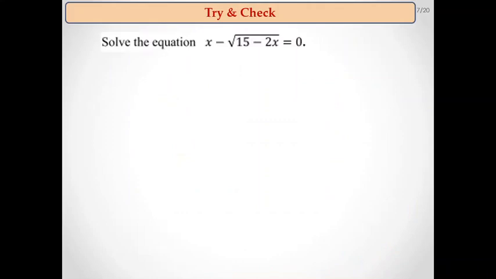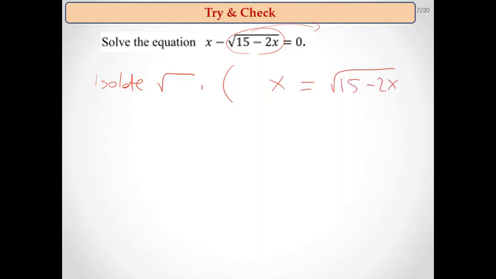Now let's look at this try and check example. Solve this equation. It says x minus square root of 15 minus 2x equal to 0. And the first thing is to isolate the radical. Isolate means take this one and send it to the other side. So it will be x equals the square root of 15 minus 2x. So we wrote the radical on one side and the other is on one side, and then take the square of both sides.